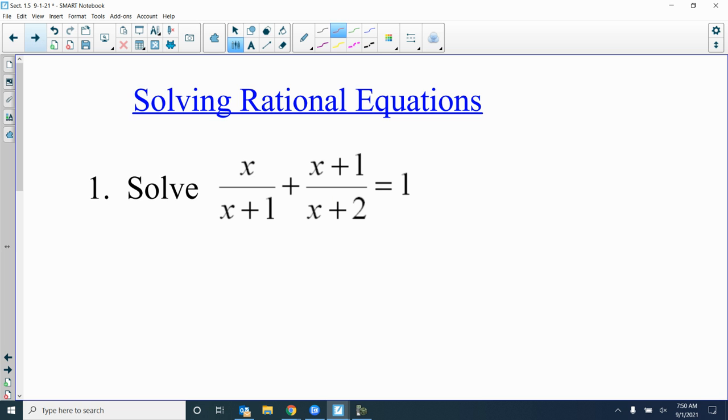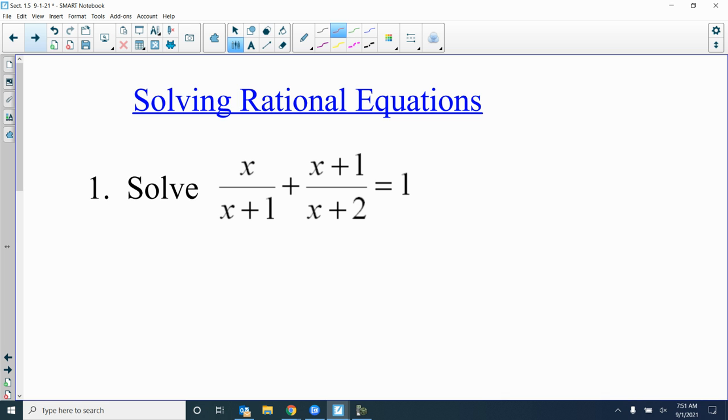So now, this is a rational or a fractional equation. If I have some form of a variable in a denominator. So we're going to solve x over x plus 1, plus x plus 1 over x plus 2 equals 1. Now, when we get into these, we end up getting into scenarios where you could possibly get some answers that we need to discard. We're going to go over it.